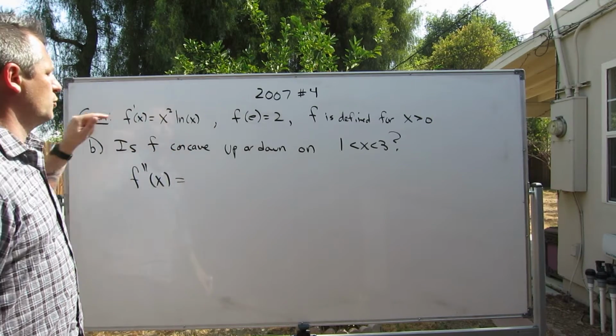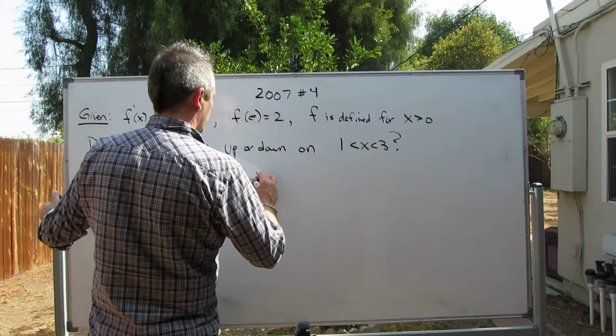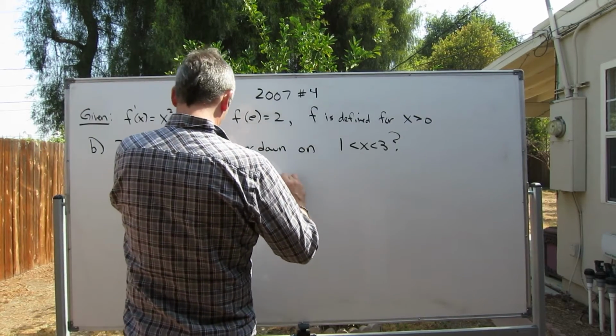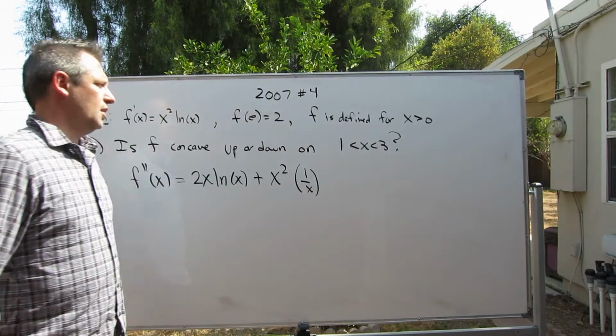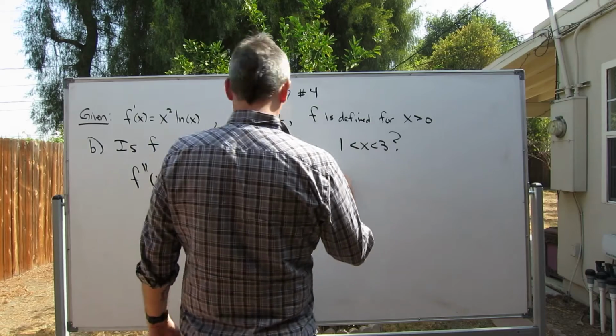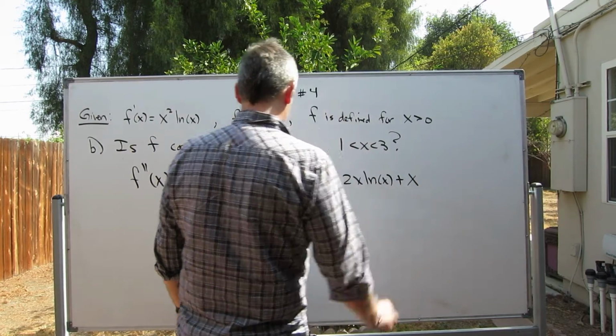So we have a product rule. The derivative of the first term is 2x, leave the natural log alone, plus leave the first one alone, take the derivative of the natural log, 1 over x. So ultimately what we have here is 2x natural log of x plus x.